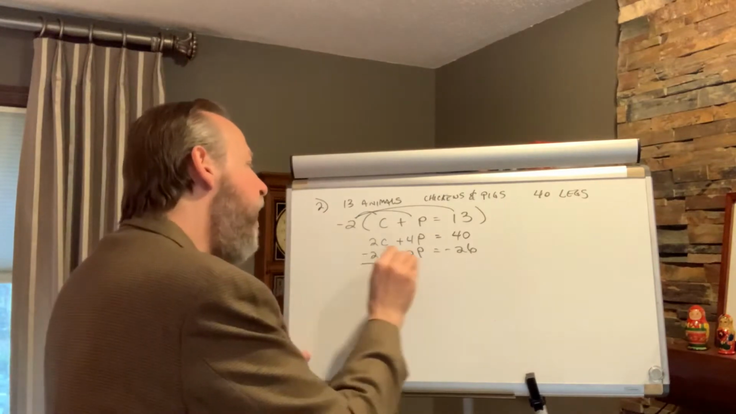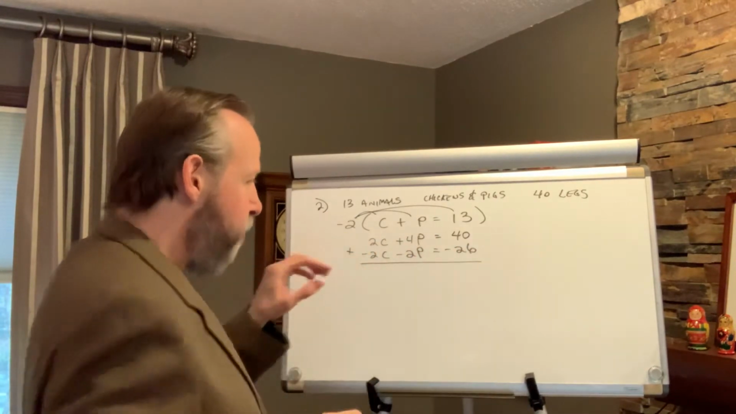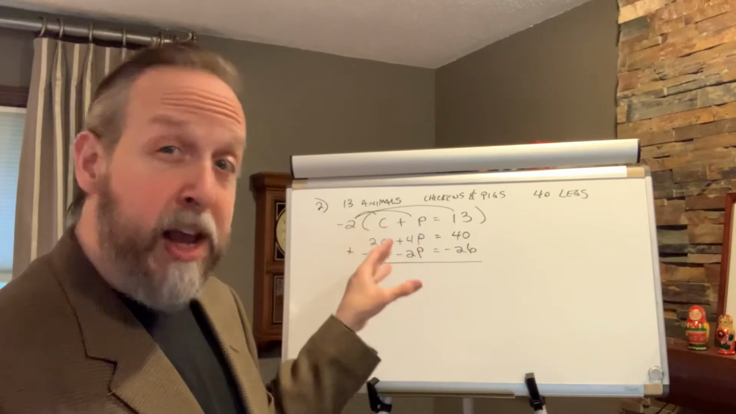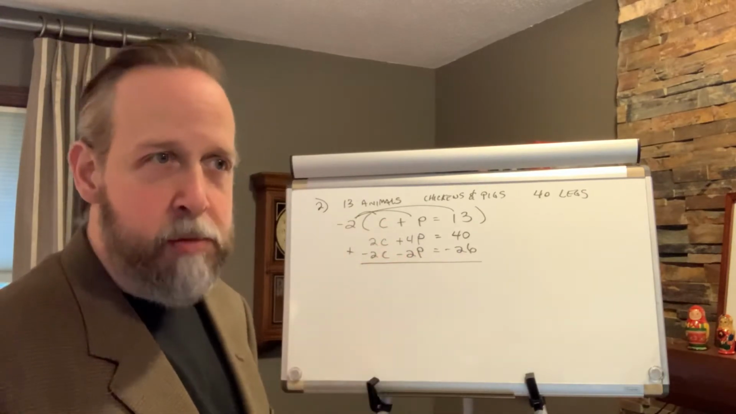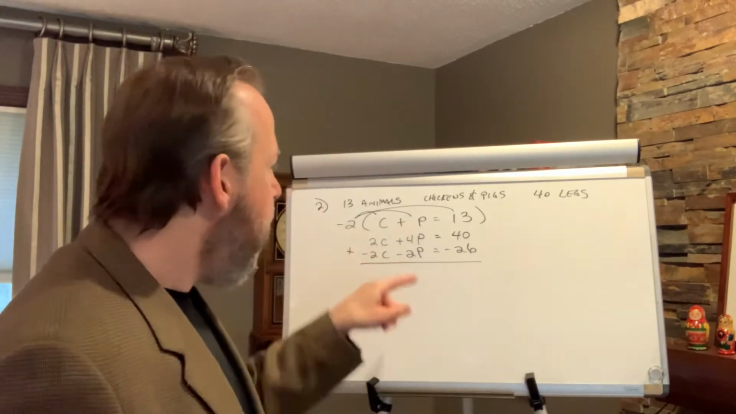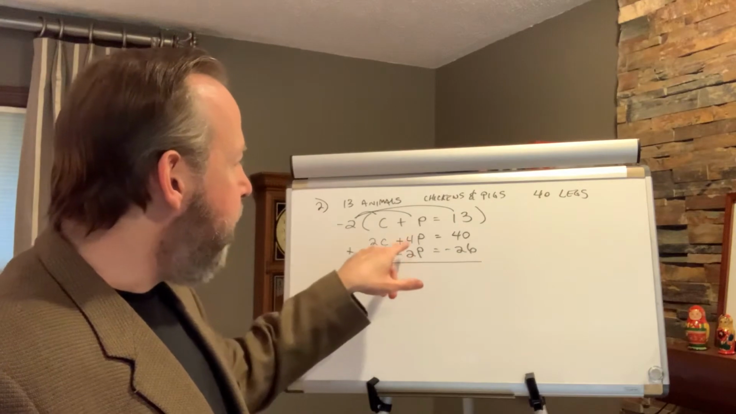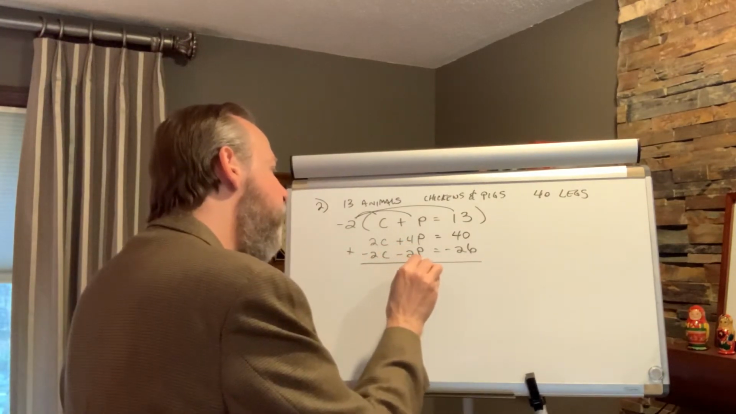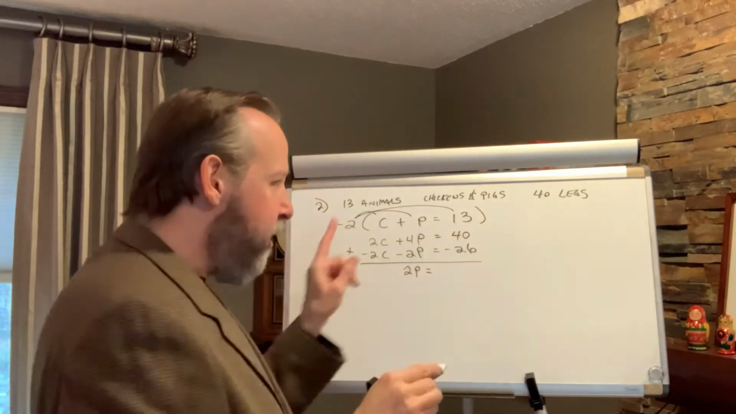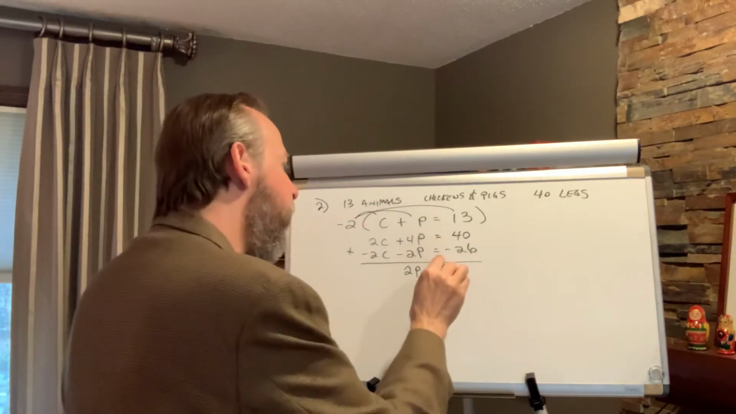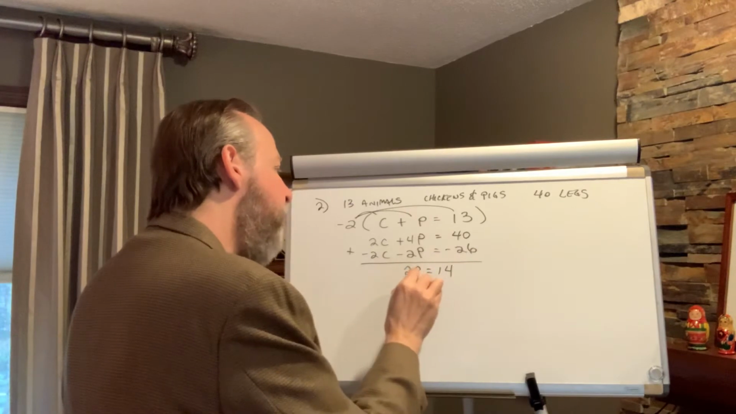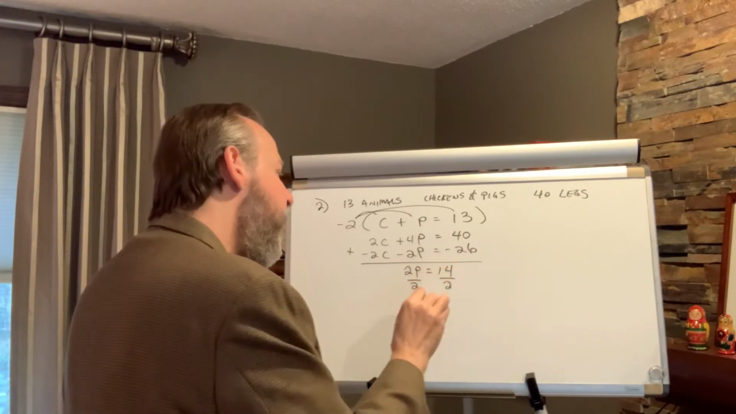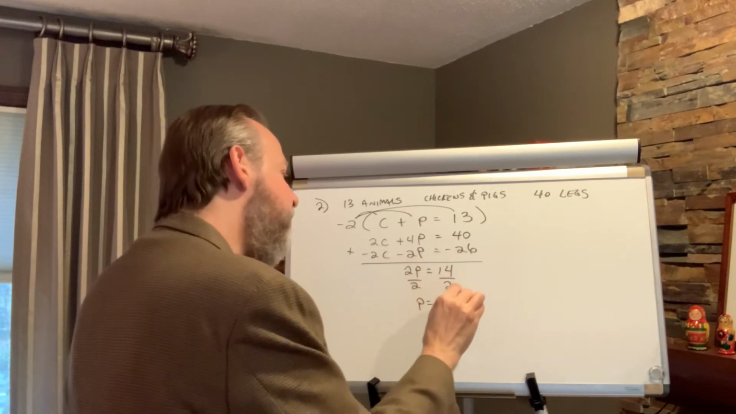And now I'm going to add them vertically, which means I'm going to look at the 2c plus -2c, which will cancel, which was the point. It eliminates. But there's still some pigs here. We have 4p plus -2p, which is +2p. We have 40 plus -26, which is the number 14. And now it's pretty easy. Divide by 2. And I am looking here at 7 pigs.